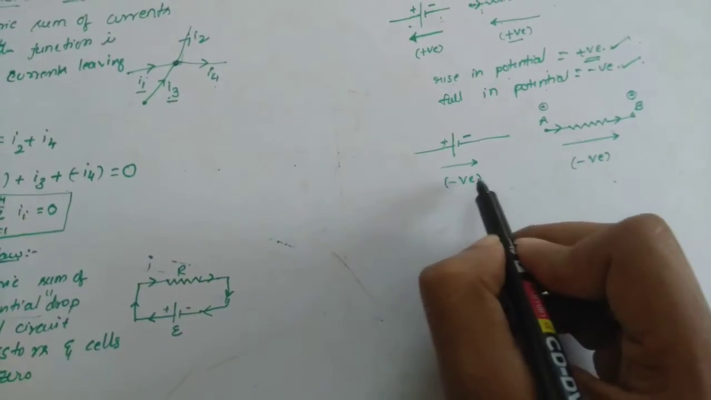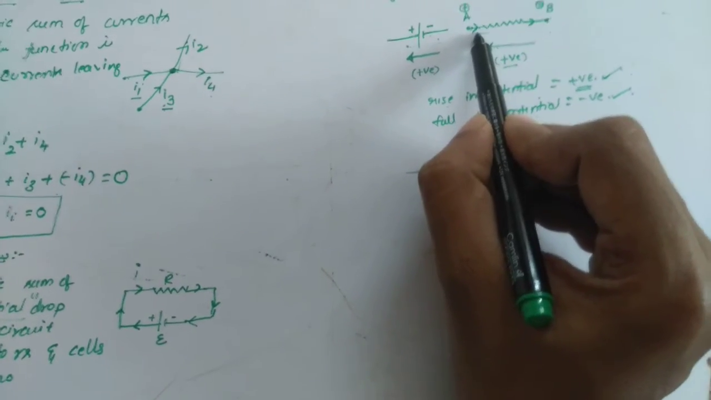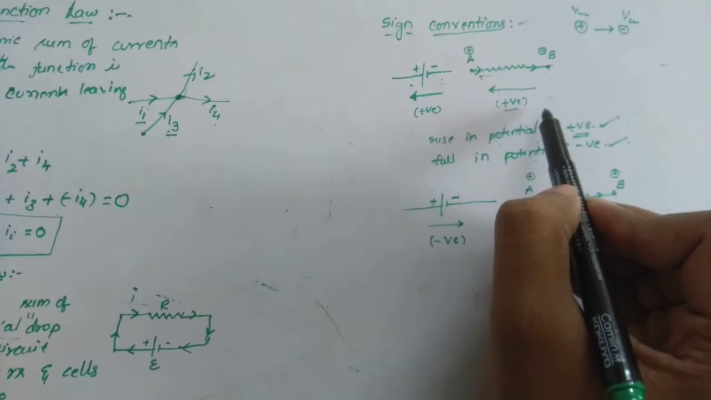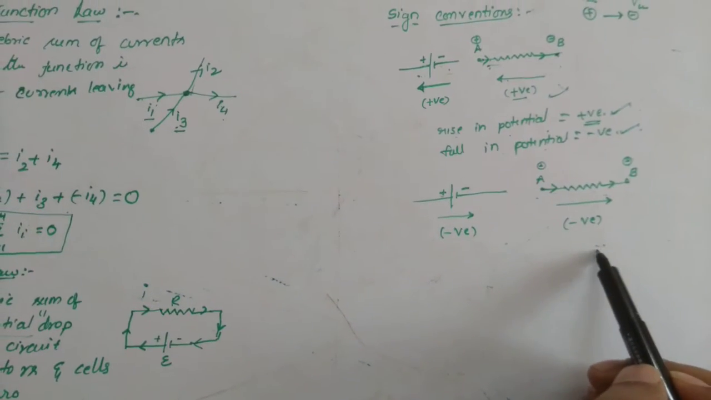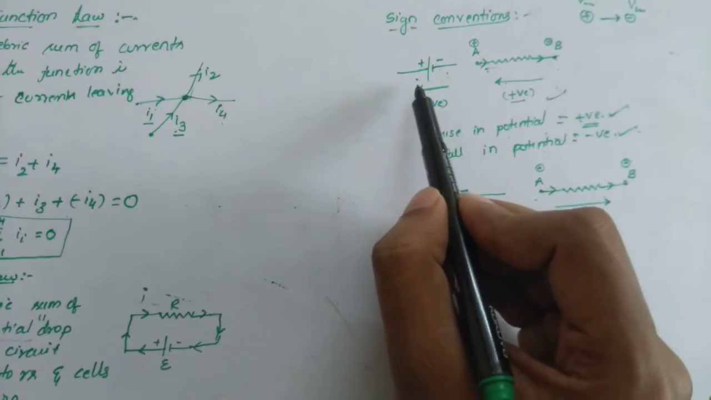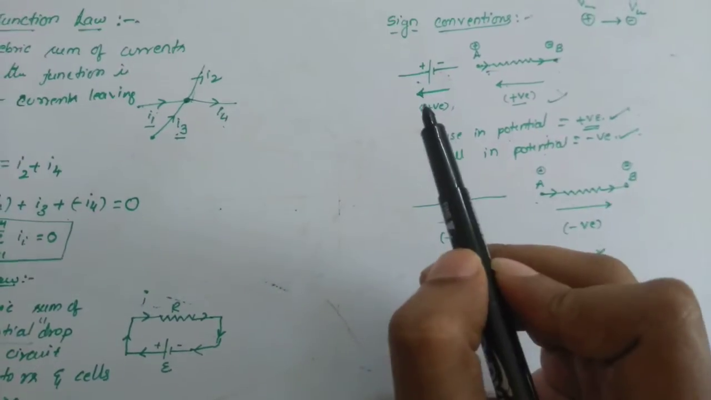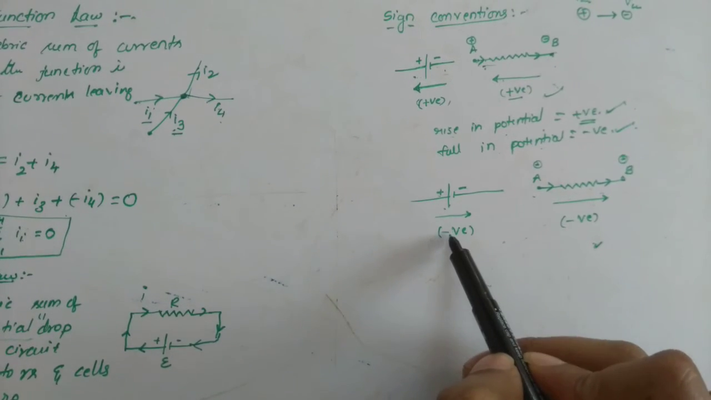So simply we can understand one thing: if you are moving against the direction of flow of current, that is taken as positive. If you are moving in the direction of current, that is taken as negative. If you move from negative terminal of battery to positive terminal of battery, it is taken as positive. If you move from positive terminal of the battery to negative terminal of the battery, it is taken as negative.